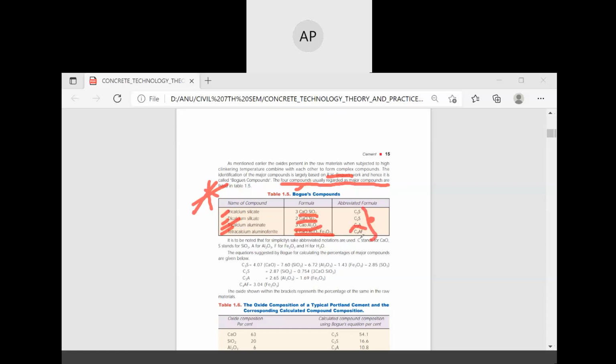C4AF, these are the abbreviations, short form. C4AF means tetracalcium aluminoferrate.